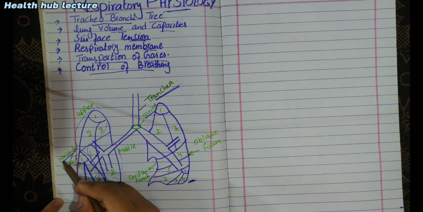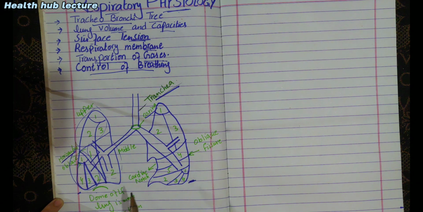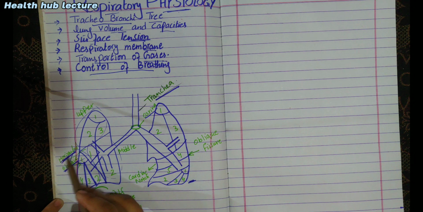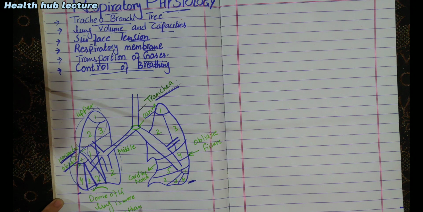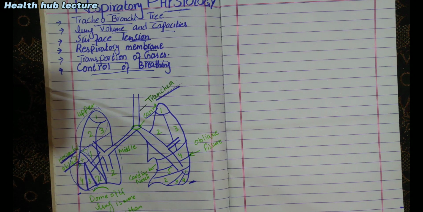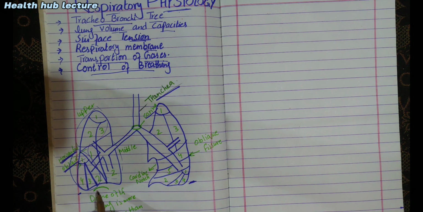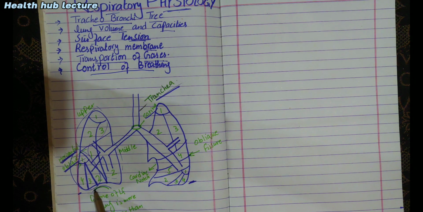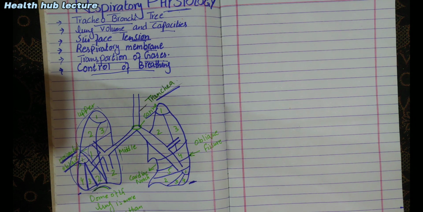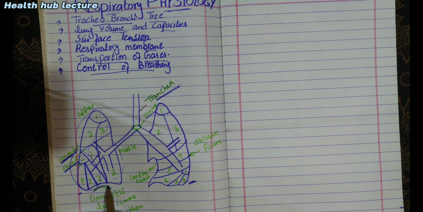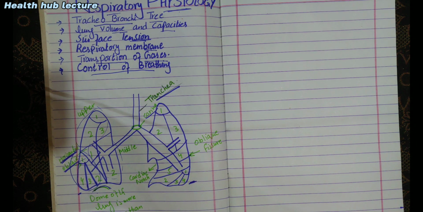The first one is the horizontal fissure and the second one is the oblique fissure. The base of the right lung is higher than the left lung. Why? Because the dome of the left lung is deeper than the right lung due to the diaphragm. And the upper lobe has three segments.